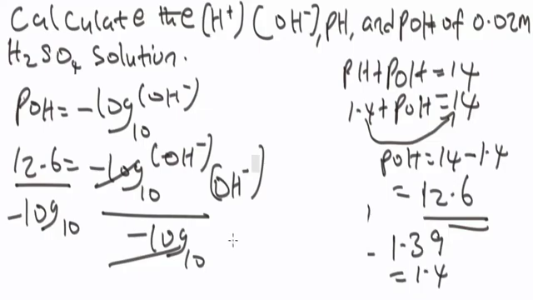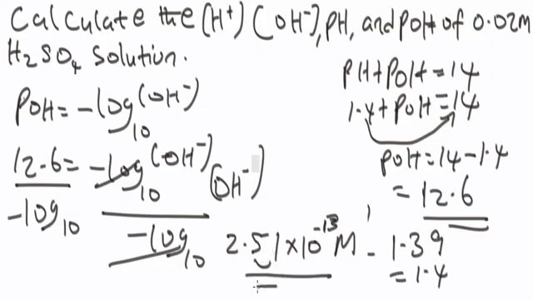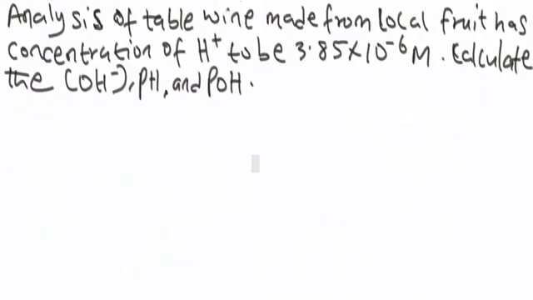So it's going to give us 2.51, if I leave it to two decimal places here, times 10 to the power minus 13 mole. So this will be the hydroxyl ion concentration of this solution: 2.51 times 10 to the power minus 13 mole. Let's wipe this and solve one more example, a random question, before I call it a class.